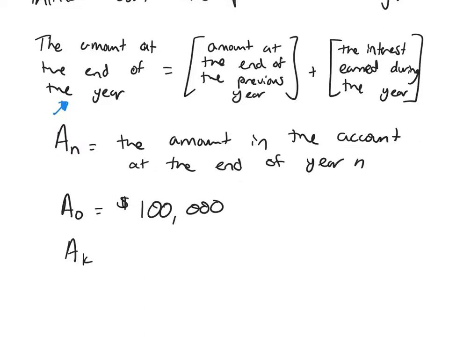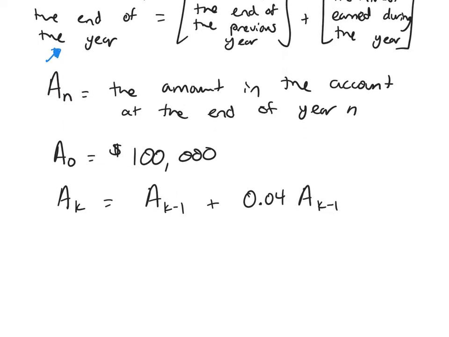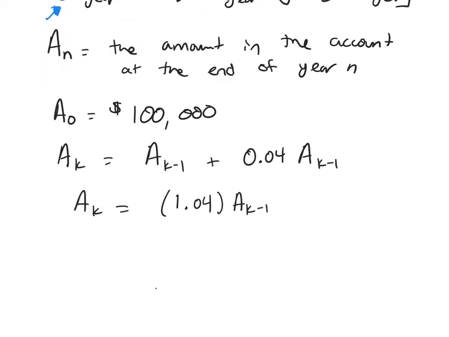And now let's translate that sentence equation into an actual equation. So the amount in the account A_k at the end of year k will be the amount at the end of the previous year plus how much interest I earned that year. Well, we're getting 4% interest on the amount at the end of last year. So it's 0.04 times how much I had at the end of last year. I can simplify this equation to be a little bit nicer. A_k, if I factor out A_{k-1}, it'd be 1 plus 0.04, or 1.04. So here's our recursive formula.